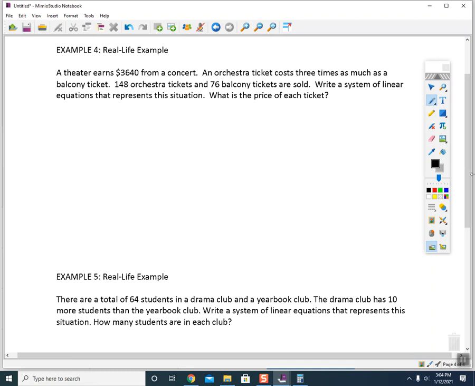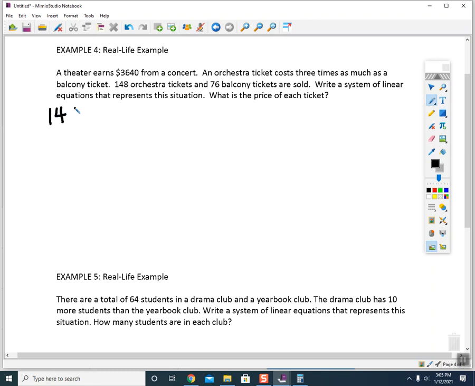So, a theater earns $3,640 from a concert. An orchestra ticket costs 3 times as much as a balcony ticket. 148 orchestra tickets and 76 balcony tickets were sold. We're going to write a system of linear equations that represents the situation to figure out the price of each ticket. Okay, so I know that we sold 148 orchestra tickets.